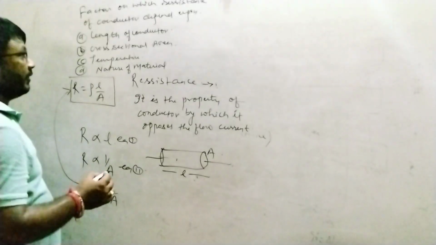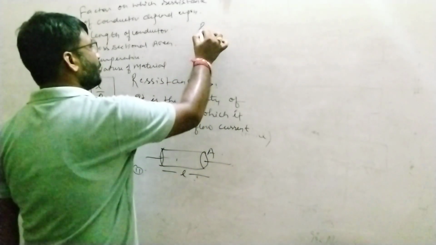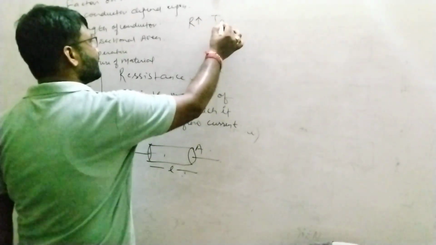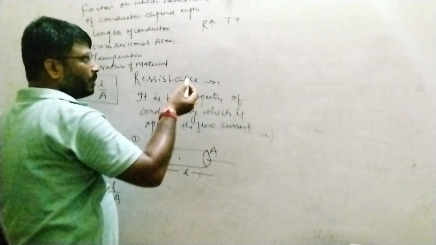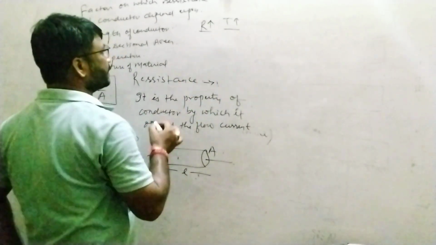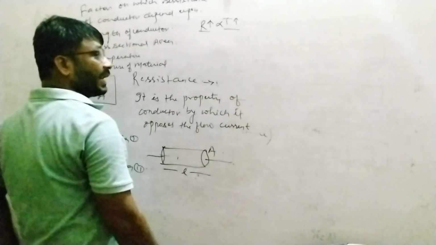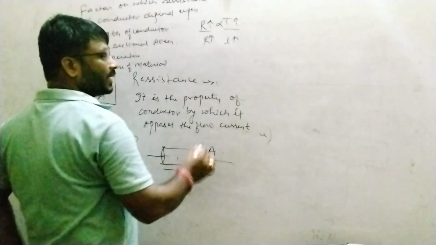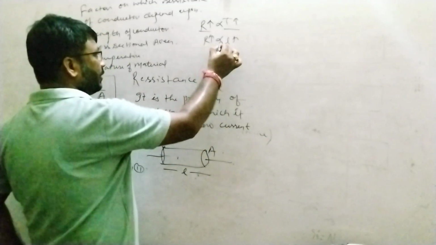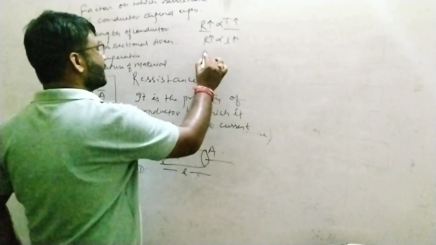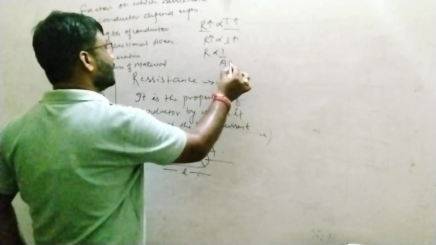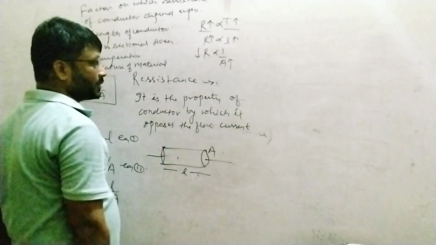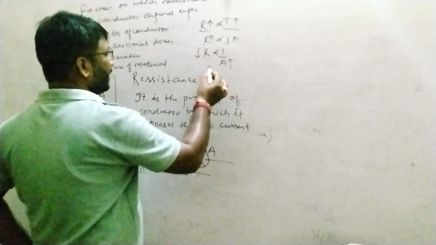So here see, the resistance is directly proportional to temperature. If we increase the temperature, then the resistance of the conductor also increases. It has a direct relation. Similarly, if we increase the length of the conductor, then the resistance of the conductor also increases. It will also have a direct relation. And in case of cross sectional area, it is inversely proportional. It means if we increase the cross sectional area, the resistance of the conductor decreases, and vice versa.